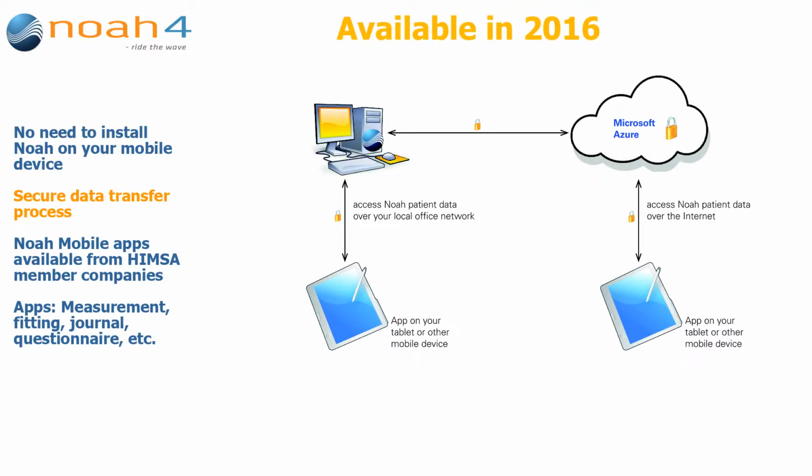HIMSA uses a secure data transfer process when transmitting data between NOAA and a NOAA mobile app. Your data will never be stored on the internet. NOAA mobile apps are available from HIMSA member companies. These apps could include, among others, measurement, fitting, journal, or questionnaire apps.